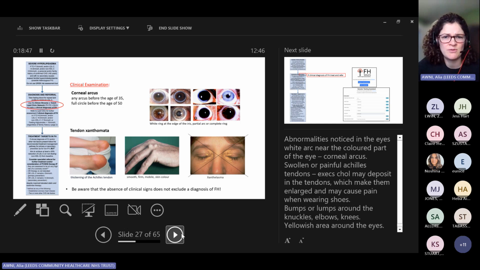do it. You might do the reviews like me over the phone. So what I ask the patients is if they have noticed anything abnormal in their eyes, in the colored part. We're looking for a white line around the colored part of the eye, that is for the corneal arcus, and any part visible by the age of 35, or a full arc by the age of 50.